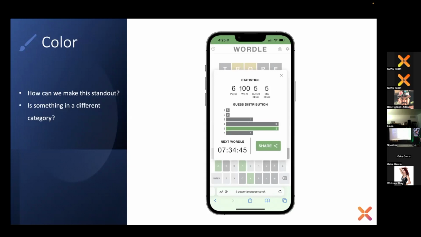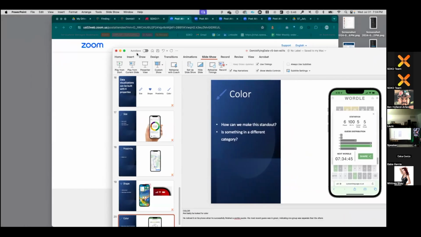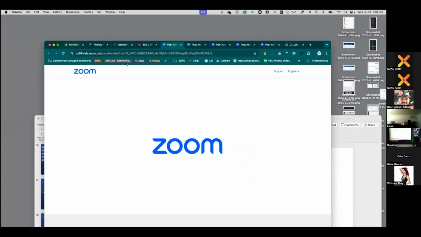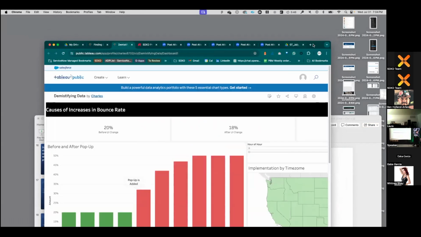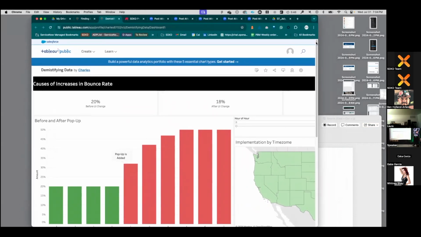And I will show you what he created for his boss. Hopefully it's here. Yeah, there we go. So he went in, and this is what he created for his boss. And this was his first time creating a data visualization. But his boss was very pleased.